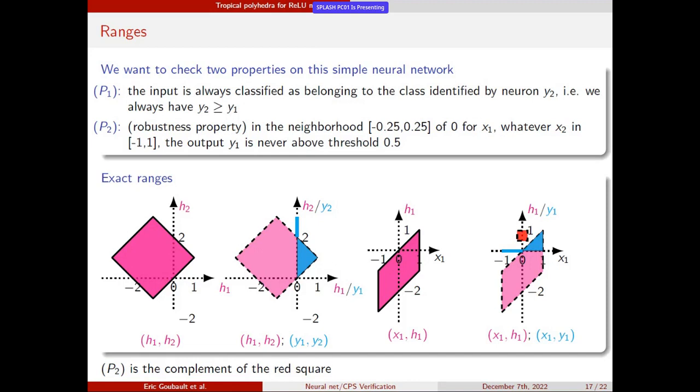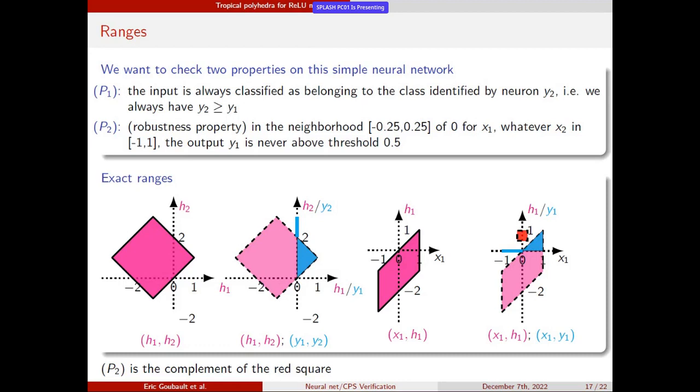First, we have P1, which is a classification property. We want to check that Y2 will always be bigger than Y1. And this is true here because we are higher than the diagonal. And for P2, we might want to check a robustness property. So if the first input is very small, we want to check that the first output will never be too big. So we want to make sure that we will never touch this red box here. And this is true here also in the exact.